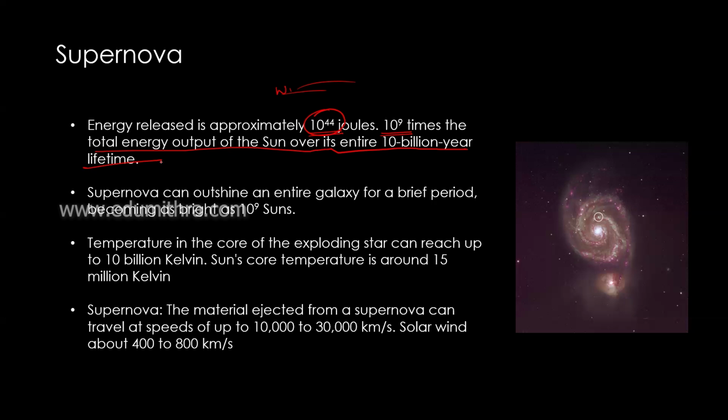So that is the supernova. And a supernova will outshine an entire galaxy for a brief period. It is a billion times brighter than the sun. And I was lucky enough to watch a supernova that happened, I don't remember, maybe around 2015 or something.